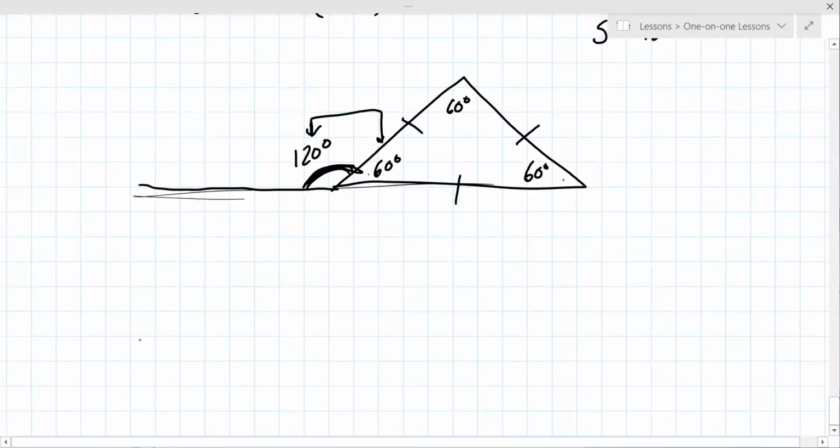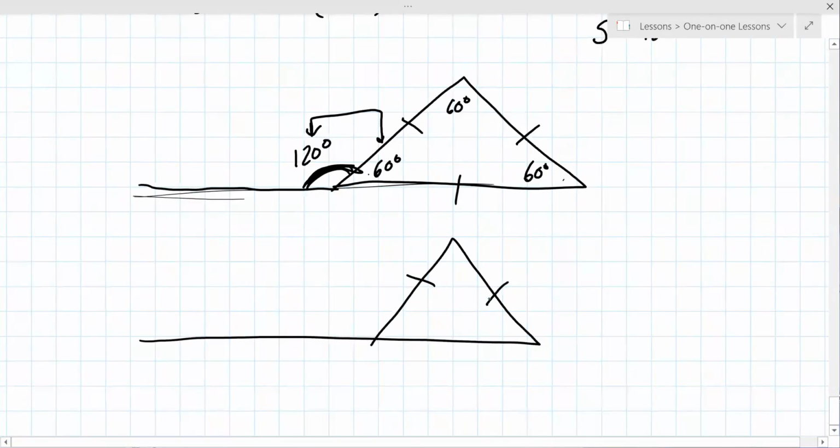Now let's try a different type of triangle here. These two are the same. Okay. This is 80 degrees. Give me this angle and this angle. They are the same. So the three angles of the triangle have to add up to 180. So they're both 50 degrees.